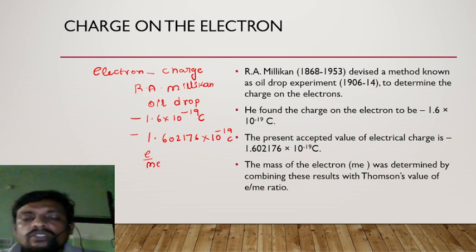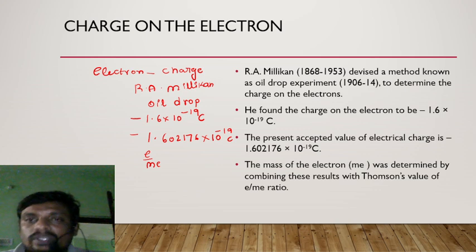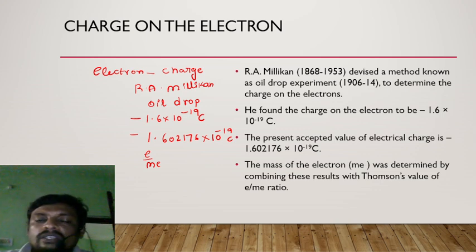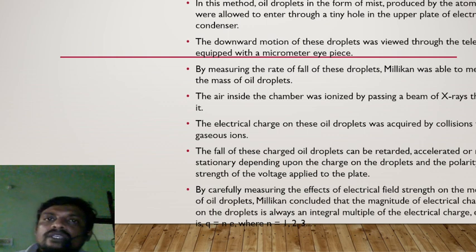As you know, J.J. Thomson determined the value of e by m, the electrical charge by mass ratio, using the electrical discharge and the magnetic field value for that specific electron. We have seen this so far. These values are going to be combined with the oil drop experiment, in the form of mist.